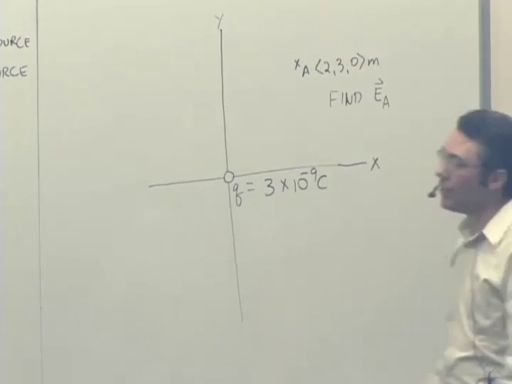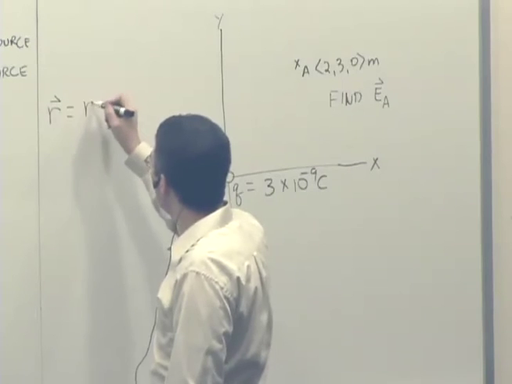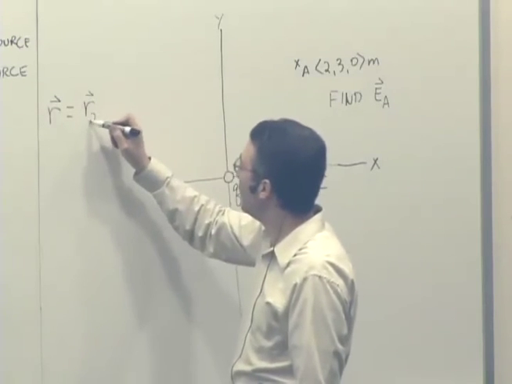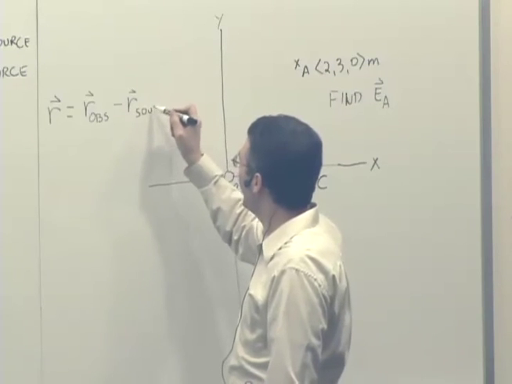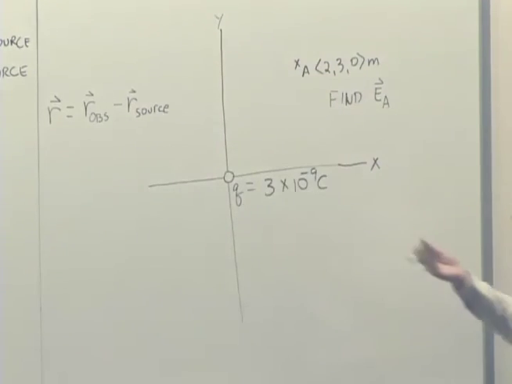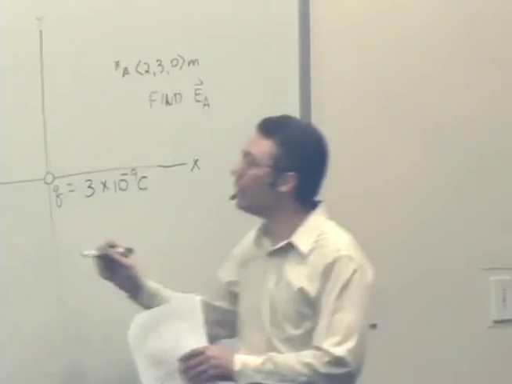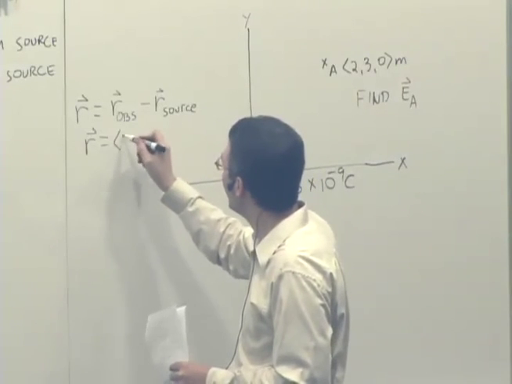Okay, so the first thing we need to do is find R, and we say R is the position of the observation location minus the position of the source, but the source is at 0, 0, 0, so R is just going to be what? 230. Okay, we have 230 minus 0, 0, 0 gives us back 230.